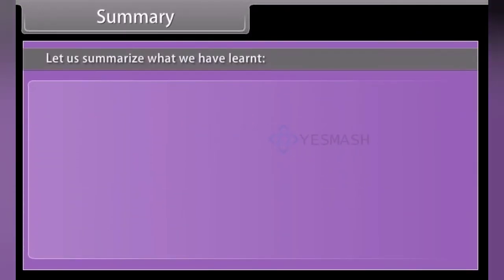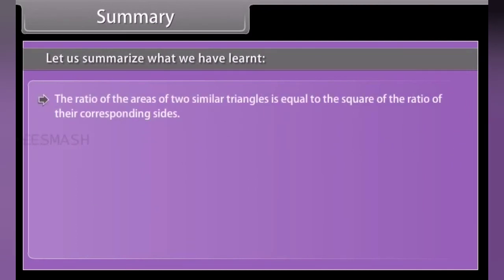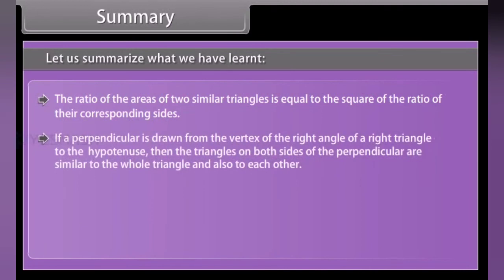Summary. Let us summarize what we have learned. The ratio of the areas of two similar triangles is equal to the square of the ratio of their corresponding sides. If a perpendicular is drawn from the vertex of the right angle of a right triangle to the hypotenuse, then the triangles on both sides of the perpendicular are similar to the whole triangle and also to each other.